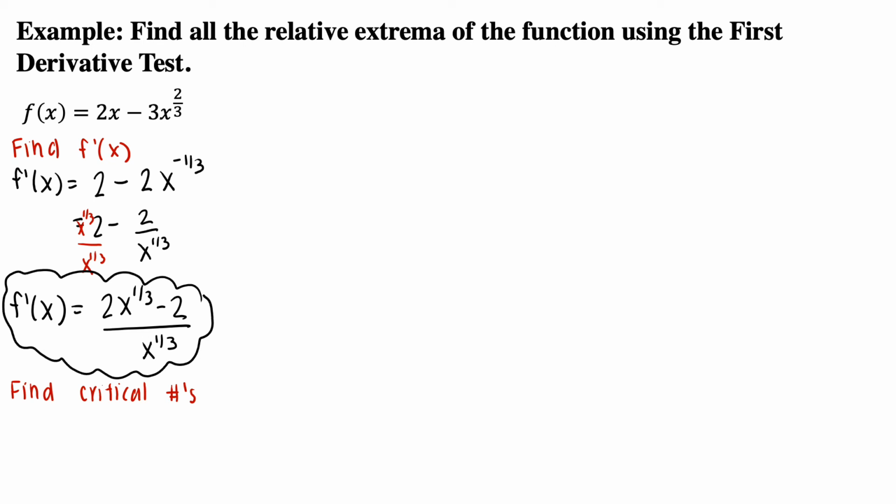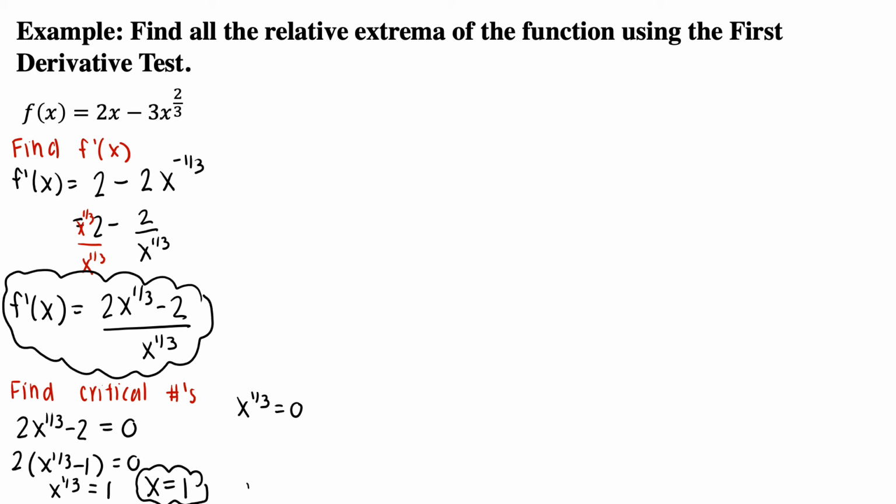Which remember happened where our derivative is equal to 0, so we can take that numerator, 2x to the 1/3 minus 2 equals 0. Factoring out that 2, we get x to the 1/3 minus 1 equals 0, so x to the 1/3 equals 1. So x just equals, cubing both sides, 1. Or also at those vertical asymptotes, vertical tangents, and cusps, which we would get from our denominator equaling 0. So we would get x to the 1/3 equals 0, cubing both sides, x equals 0.